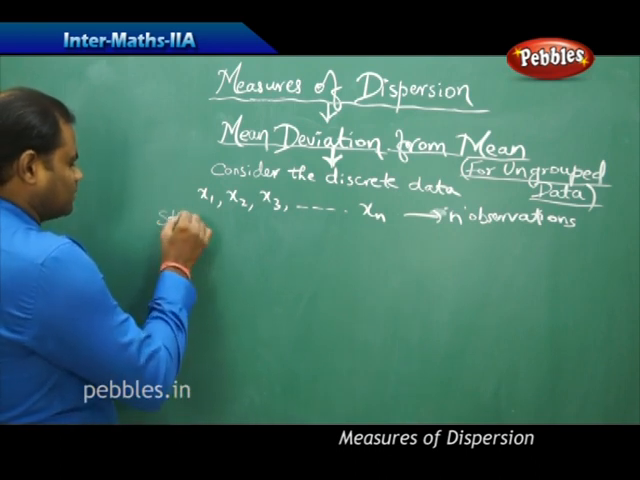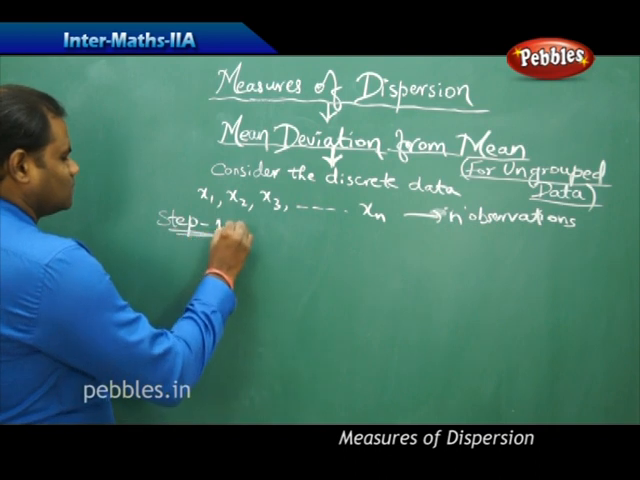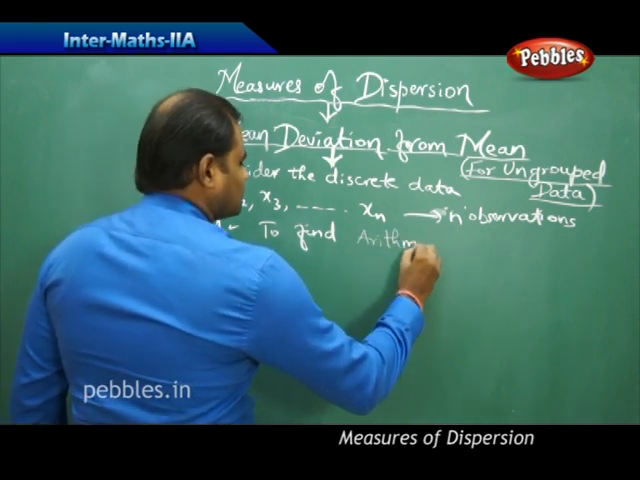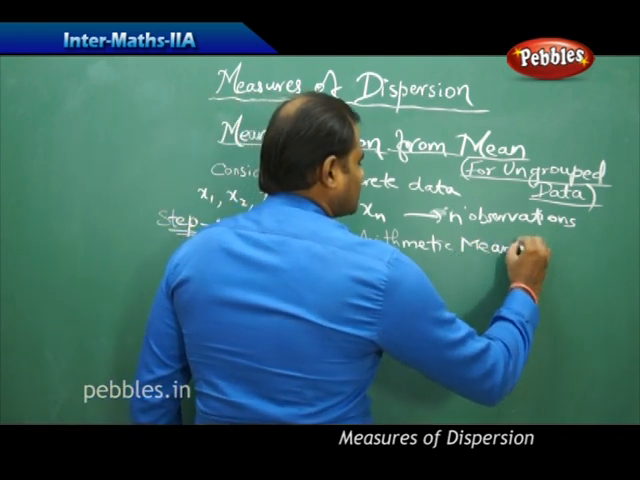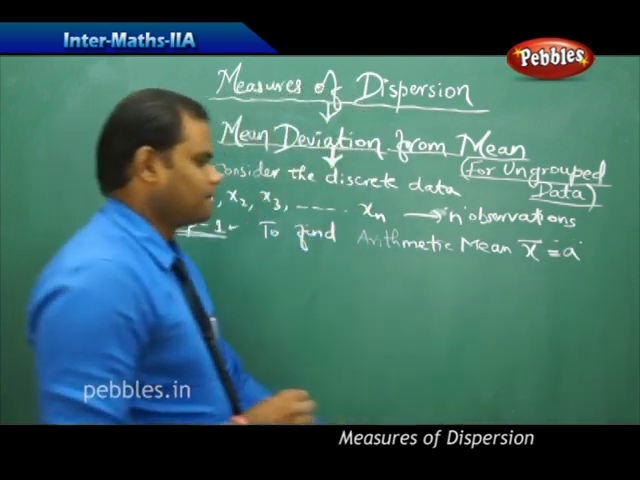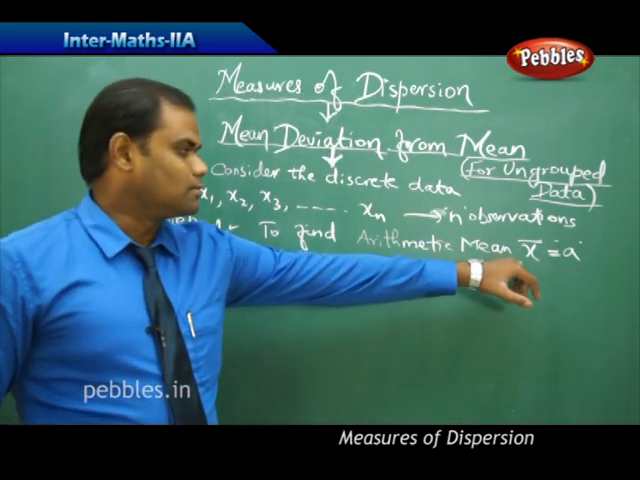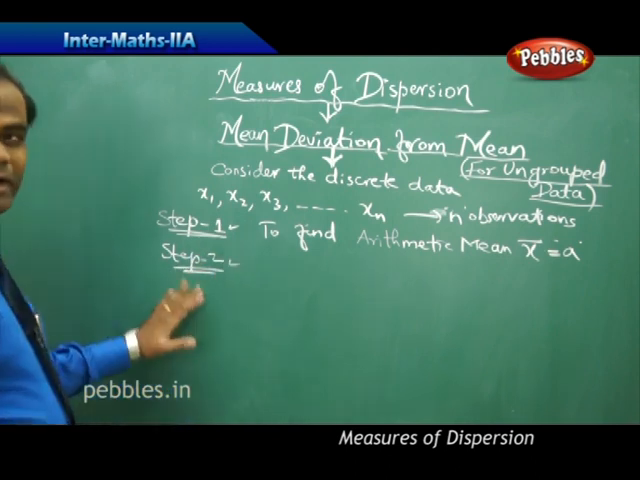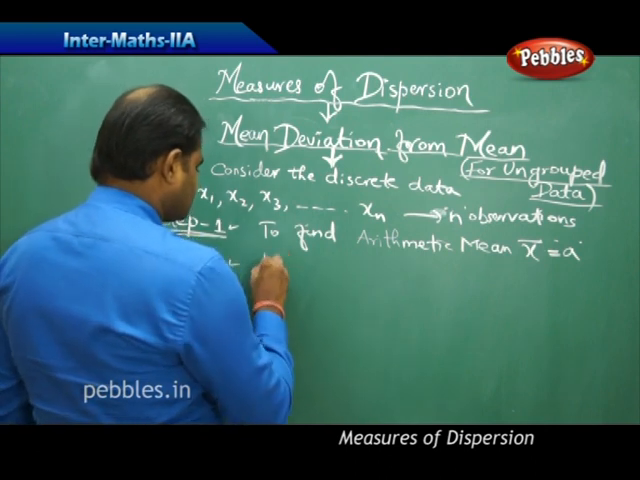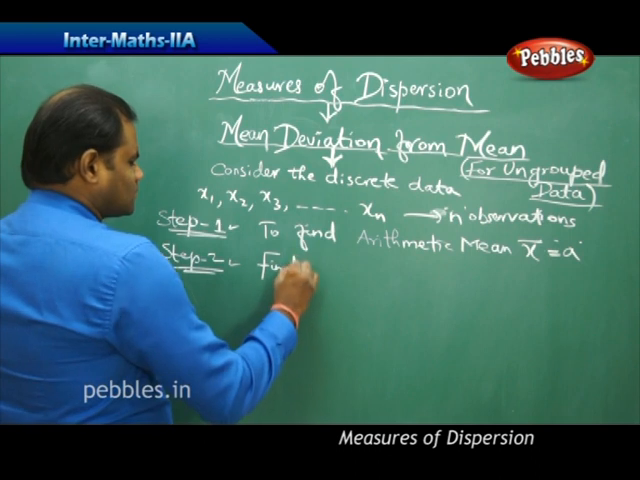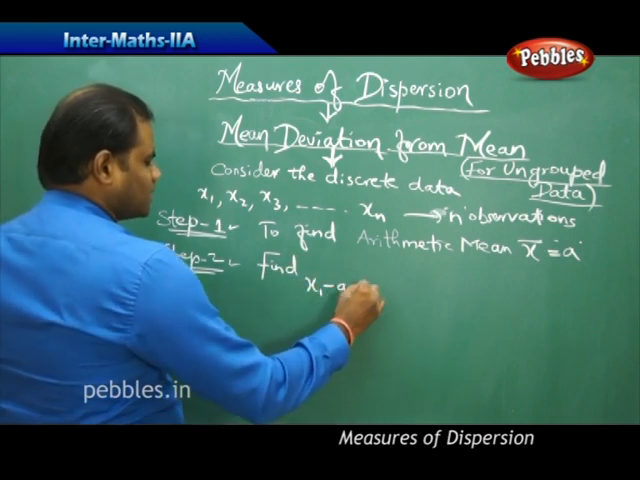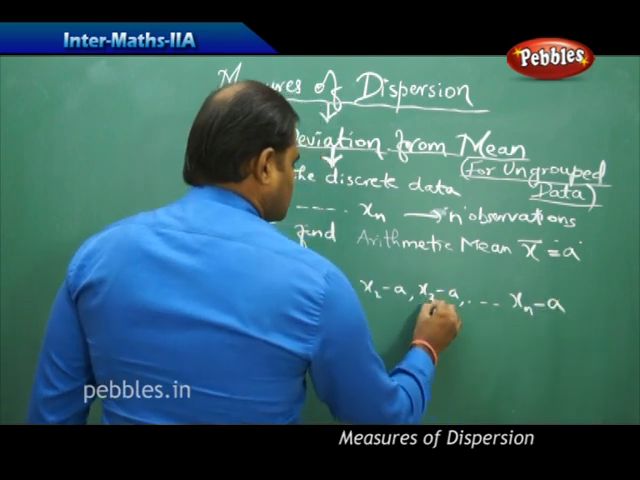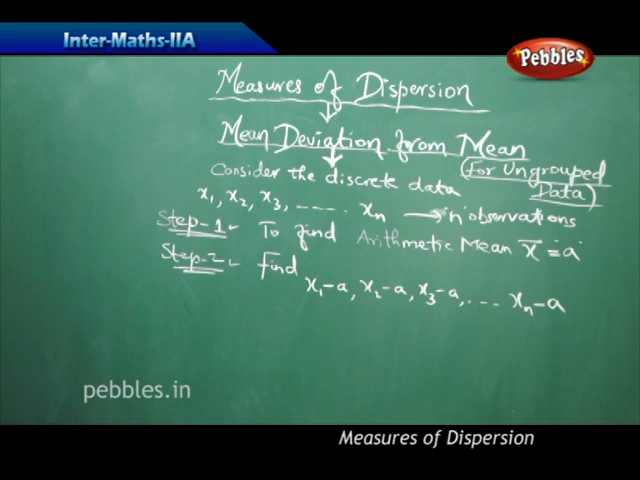In this case, my step 1 is to find the arithmetic mean x bar, which we already know how to find, and which I denote with A. Then my step 2 is to find the deviations, that is each of x1 minus A, x2 minus A, x3 minus A, so on and so forth till xn minus A.